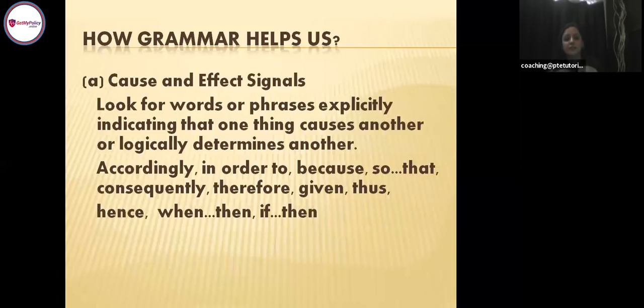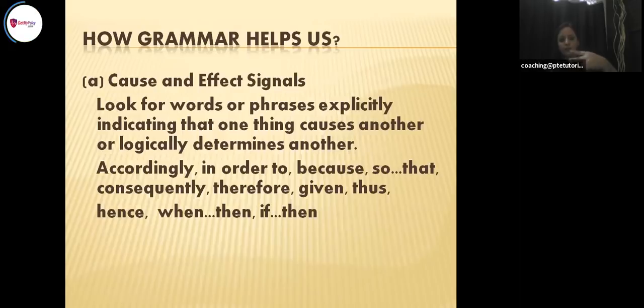Now, how are these things going to impact my writing? When a person is going to read something, he or she must have the idea that okay, this was happening before, and now the writer wants that after this, this is happening. Number one is cause and effect signals. Look for the words or phrases explicitly indicating that one thing causes another or logically determines another. This is what I just explained. When one thing has to get related with the previous thing or the coming thing, then definitely I need something.